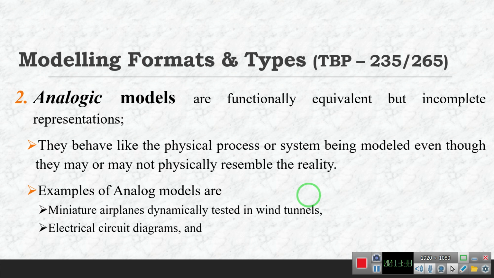Electrical circuit diagram. We can draw the electrical circuit diagrams in a computer by using some software, and we can test on it by changing the voltage, current, many variables. Component values we can change, and we can check the outputs, the waveforms. So that is analogic models. Computerized simulation of a manufacturing process means we are developing a simulation of a manufacturing process, how the steps are involved, what the feedbacks are, how it will look, and how much time it will take to complete the process. So these are the analogic models.